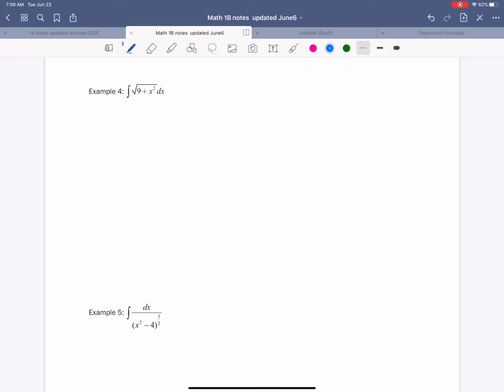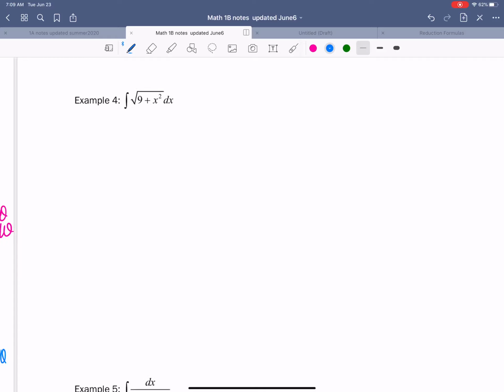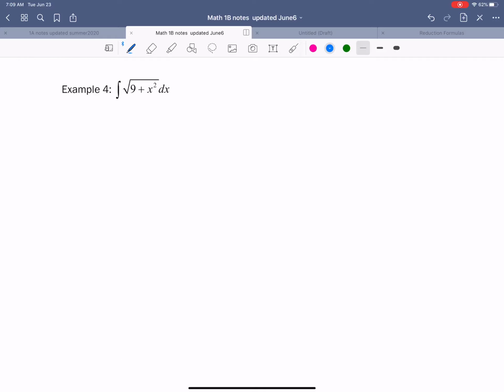Next one, square root of 9 plus x squared looks like a simpler problem to me. I can clearly see we have 9 plus x squared. That tells me I'm going to have to use a trig substitution. x equals 3 tangent theta. And dx would be 3 secant squared theta d theta.